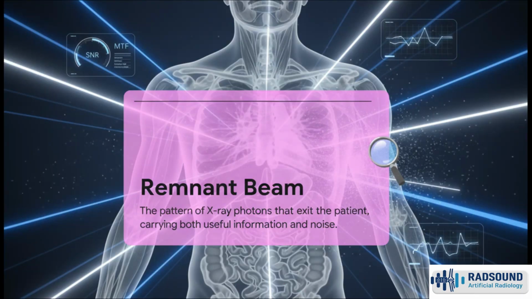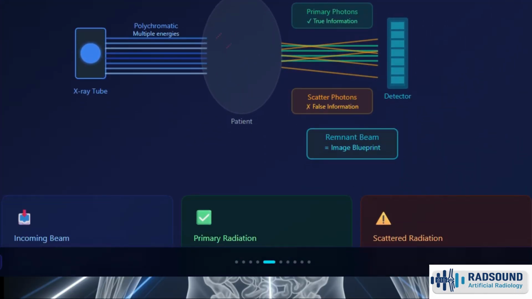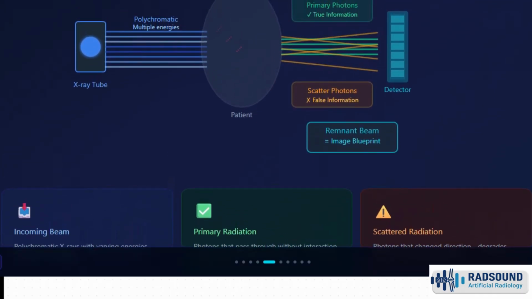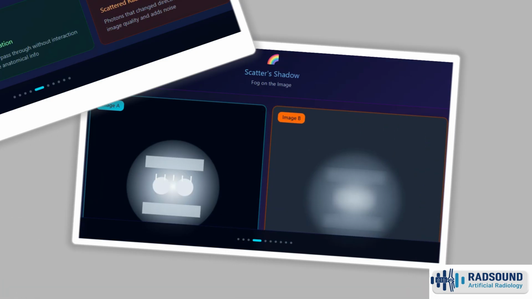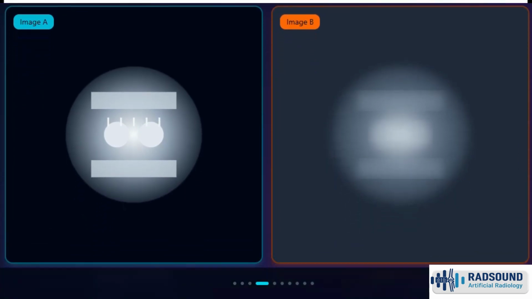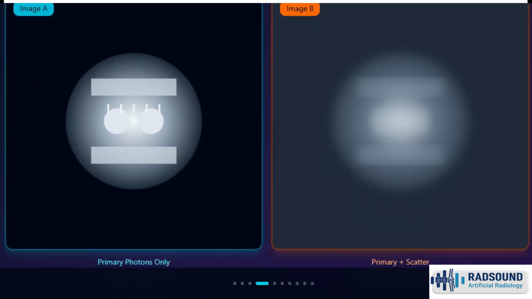So all those photons that actually make it through the patient are what we call the remnant beam. You can think of it as an invisible message, a pattern of energy that carries all the useful anatomical information. But, and this is a really important but, it also carries a whole lot of noise. And this slide breaks down those two parts of the message perfectly. On one side, you have the pure signal. These are the primary photons that traveled in a straight line, carrying clear information.